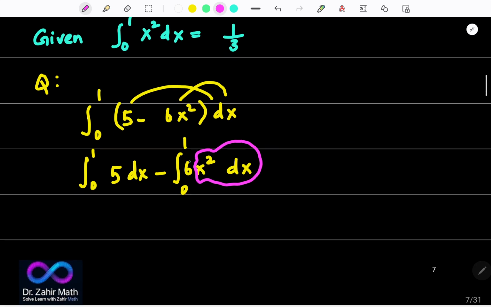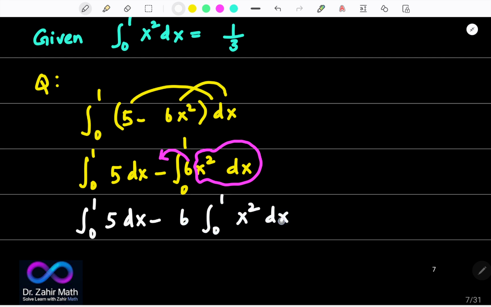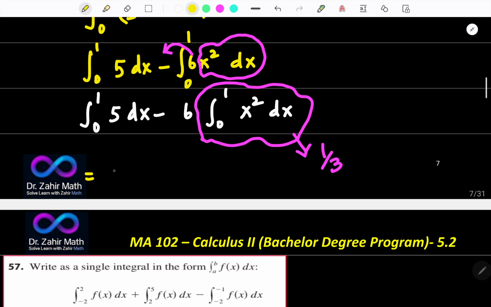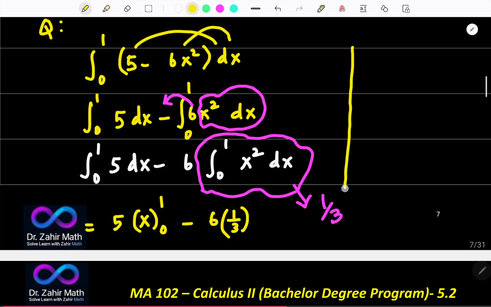Yes. So what am I going to do? I'm going to take the 6 out. So integral 0 to 1 of 5 dx minus 6 times integral 0 to 1 of x square dx. And this part, integral 0 to 1 of x square dx, the answer is what? 1 over 3. Right. So what is the integral of 5 dx? It is 5x from 0 to 1, minus 6 times 1 by 3. I don't have space. Let me write here. Okay.